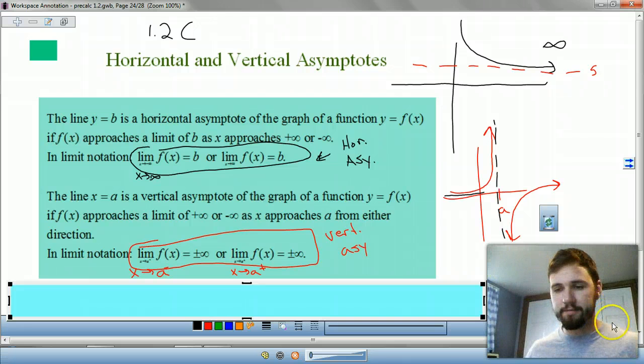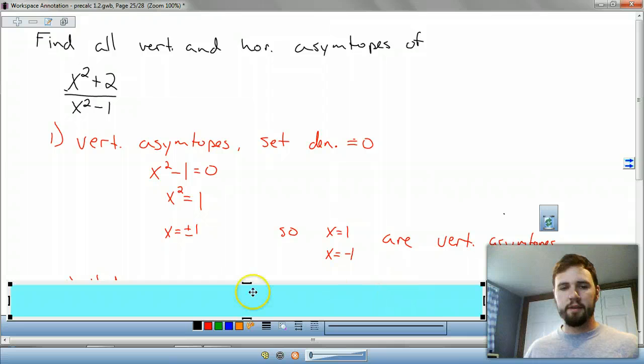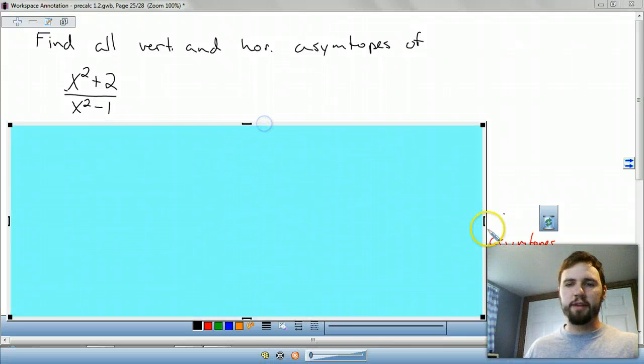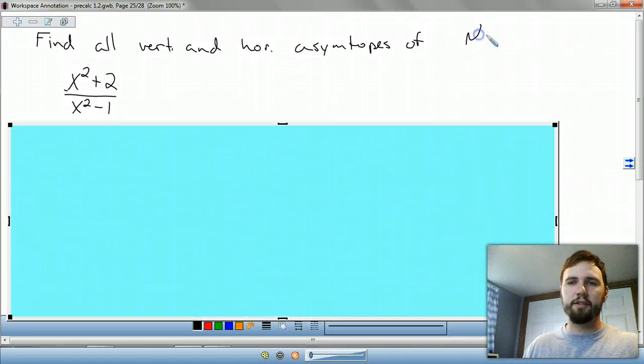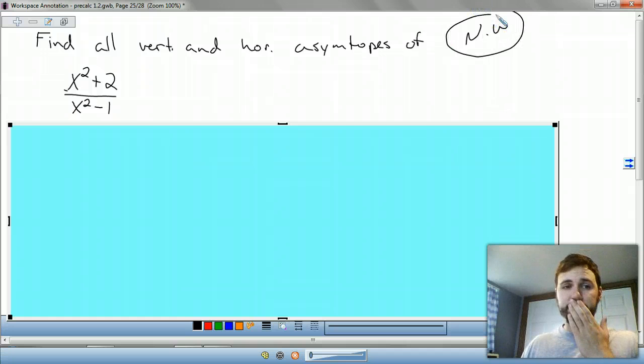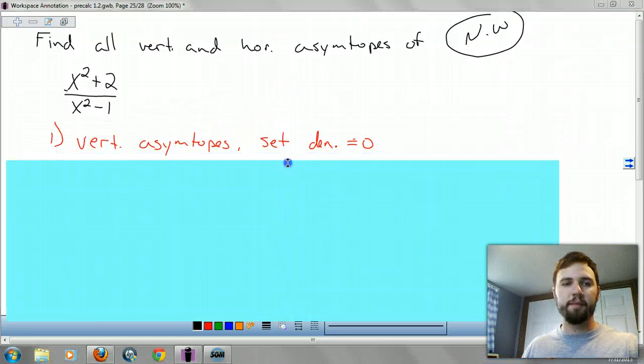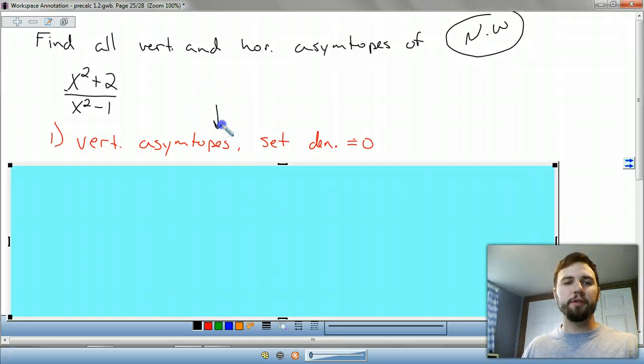Okay, going forward. Let's do an example. I don't know why I worked this one out, but I did. This is really important right here. Really. We're going to find all the vertical and the horizontal asymptotes of x squared plus 2, all divided by x squared minus 1. Okay? First step, we're going to find the vertical asymptotes. To find your vertical asymptotes, you set your denominator equal to 0. Okay? And you solve.